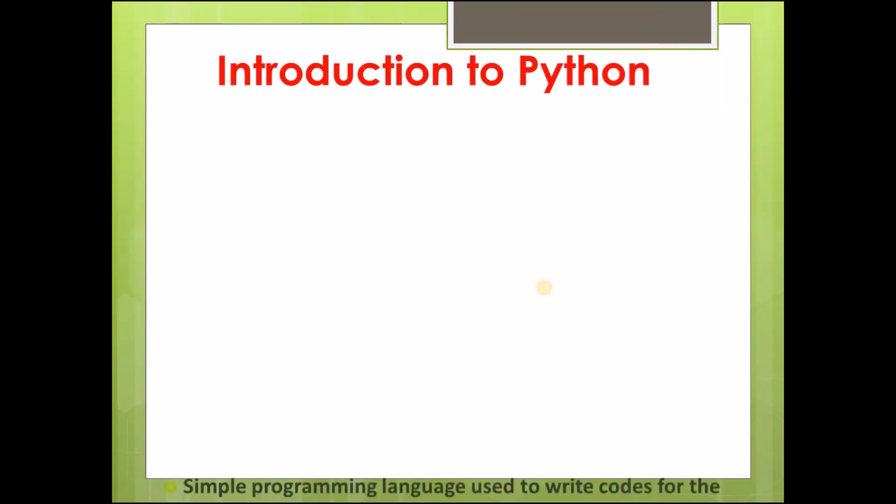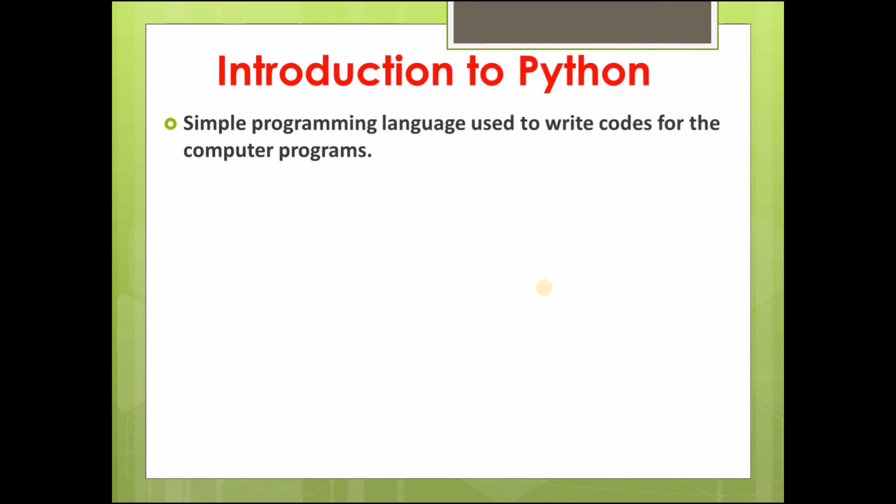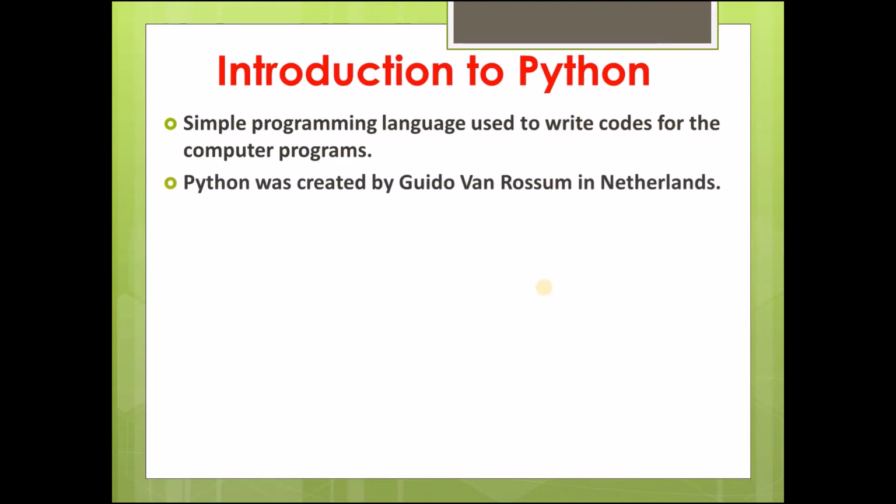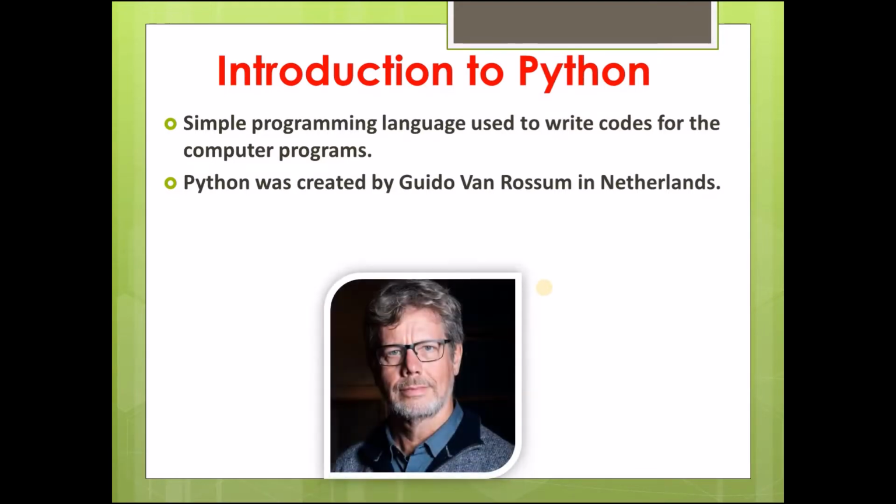introduction to Python. What is Python? Python is a simple programming language used to write codes for the computer programs. When we create computer programs, it is one of the programming languages that we use to write the codes. Who developed Python? Python was created by Guido van Rossum in Netherlands. He was a person who developed this Python programming language.